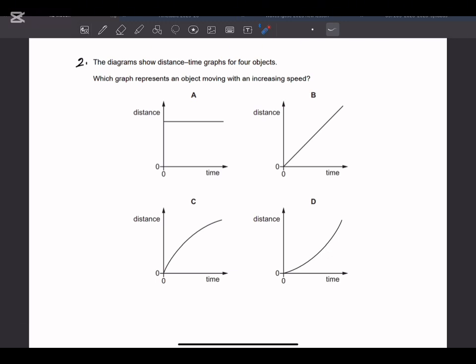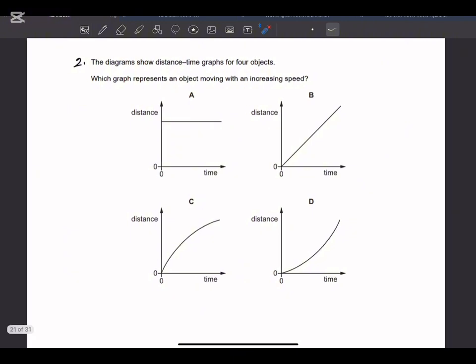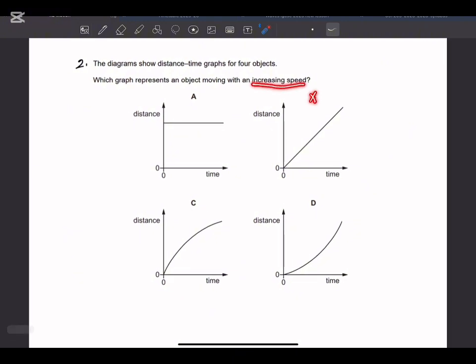But one point which is very important to remember is that the gradient or the rate of change of distance is nothing but the velocity. So what they are saying, increasing speed, means that the rate of change must be increasing, and rate of change is nothing but the gradient. Here you do not have any gradient, so this is not the answer. Here the gradient is constant, that is, velocity is constant or speed is constant, so this is not the answer because we need increasing speed.